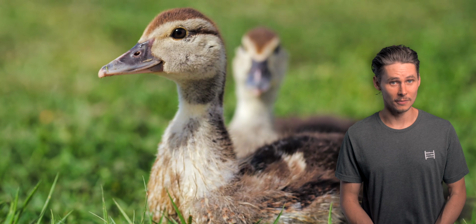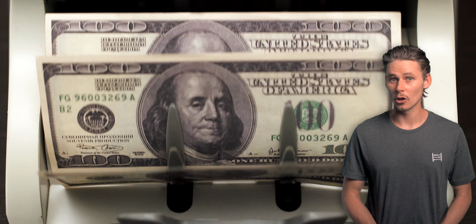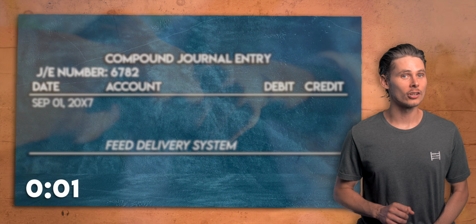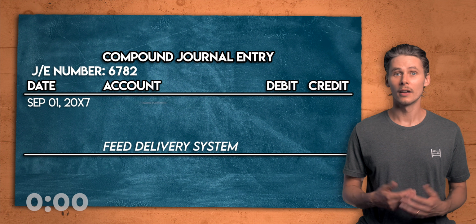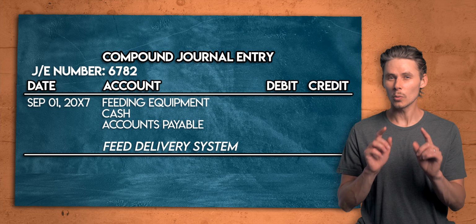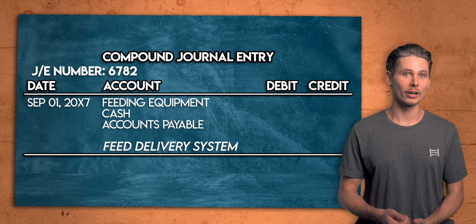Chicken Duck's Dreamland buys a new feed delivery system. It still costs $10,000, but this time they pay $6,000 in cash and put the remaining $4,000 on credit. Now the transaction involves 3 accounts: feeding equipment, cash, and accounts payable. So we can record it in a compound journal entry.